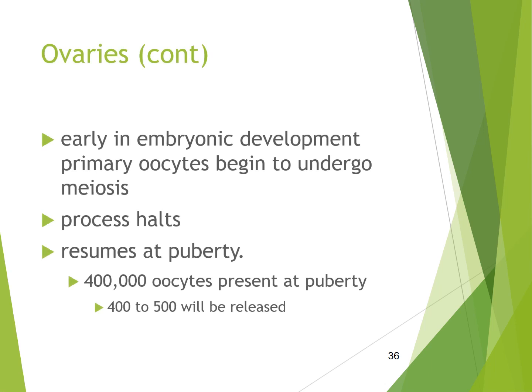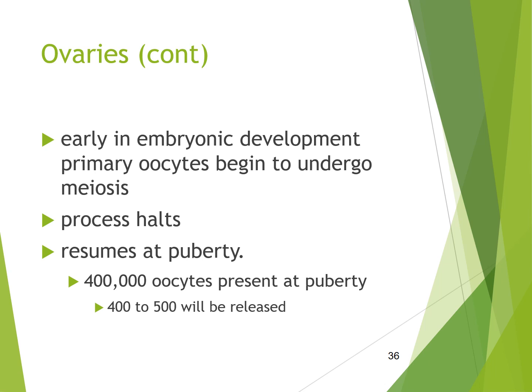Early in embryonic development, the primary oocytes begin to undergo the process of meiosis. This process then halts and resumes again at puberty. At puberty, there are about 400,000 oocytes present. Only about 400 to 500 will be released through ovulation. This is very different than the male reproductive system.